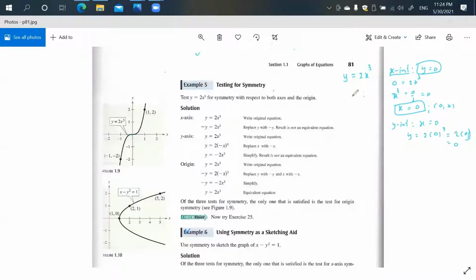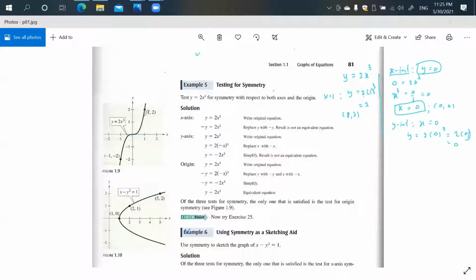Okay, so from this one, say x equals 1, you replace x with 1. So you have 2 times 1 to the power 3. 1 to the power 3 is 1, right? So 2 times 1 is 2. That means you now have this point where x equals 1 and y equals 2. That's why you have here (1, 2). Everyone get it? Okay, so then from here you just plot like this.